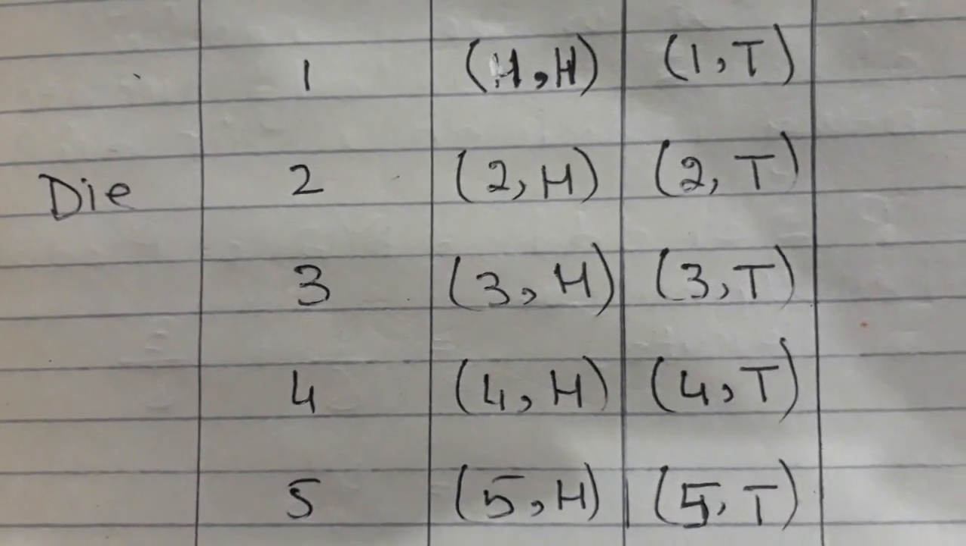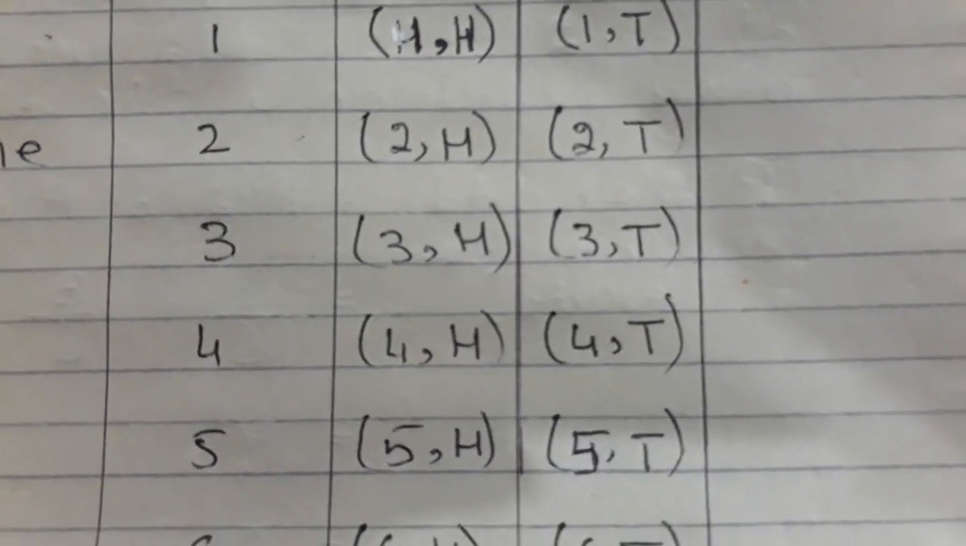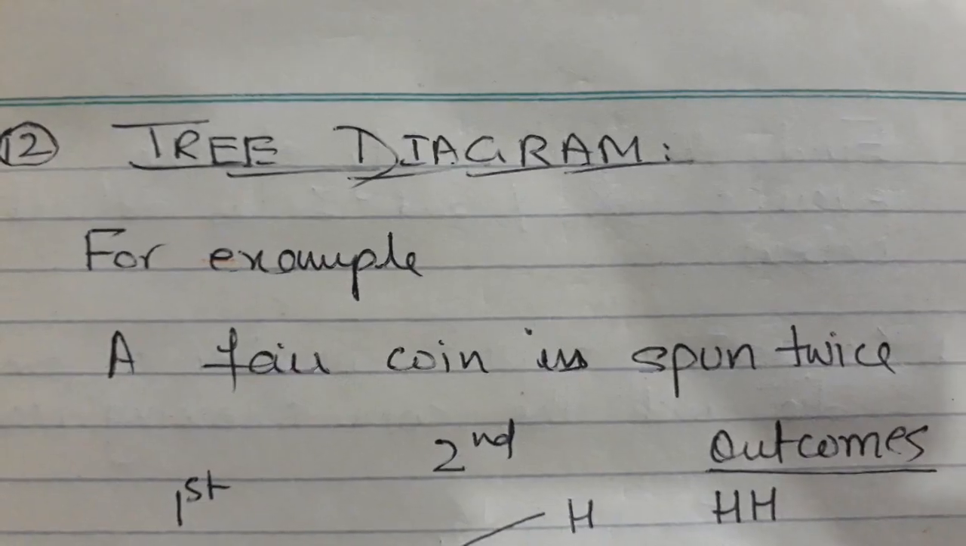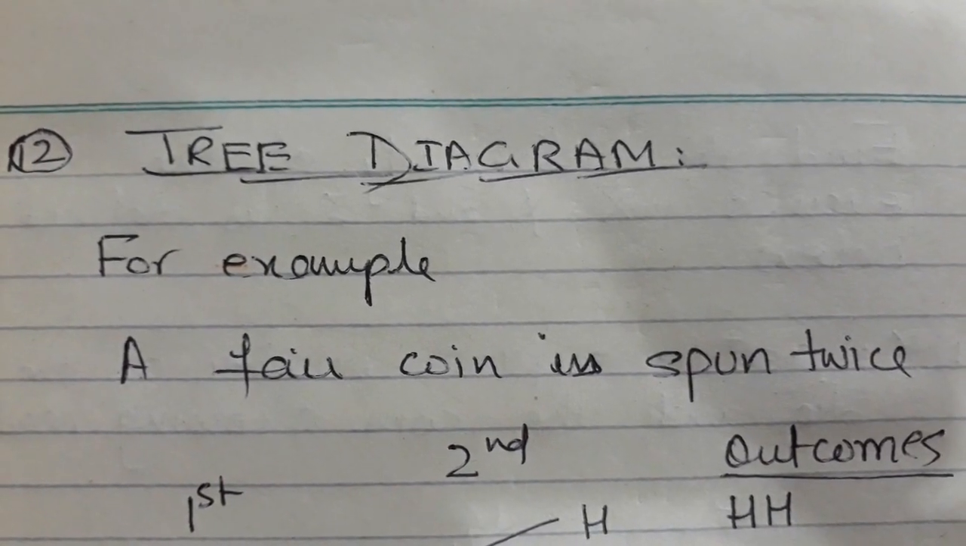8 out of 12, and that's why we have written here 8 out of 12, which when we simplify is 2 over 3. Now we will use tree diagram to find out probability of simple combined events.